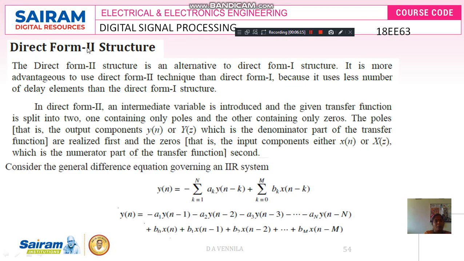Now the direct form 2 structure. Direct form 2 structure is the alternative structure to direct form 1. It is more advantageous when compared to direct form 1. I already told that it is using a lesser number of delay elements than direct form 1. Here also we are going to split y of n into minus a1 y of n minus 1 minus a2 y of n minus 2 minus a3 y of n minus 3 minus an y of n minus n.